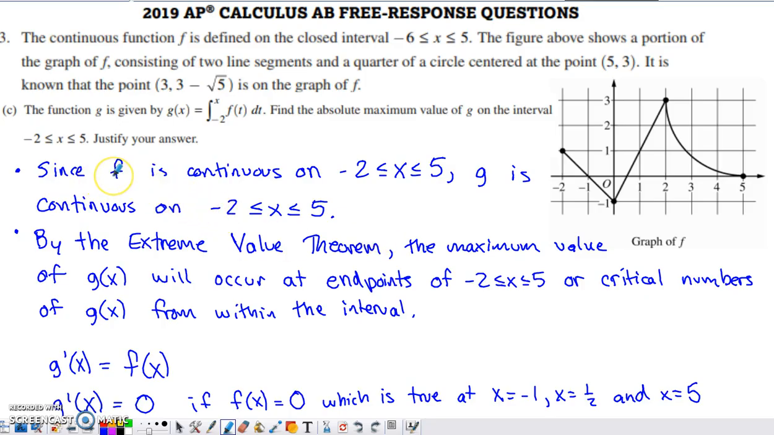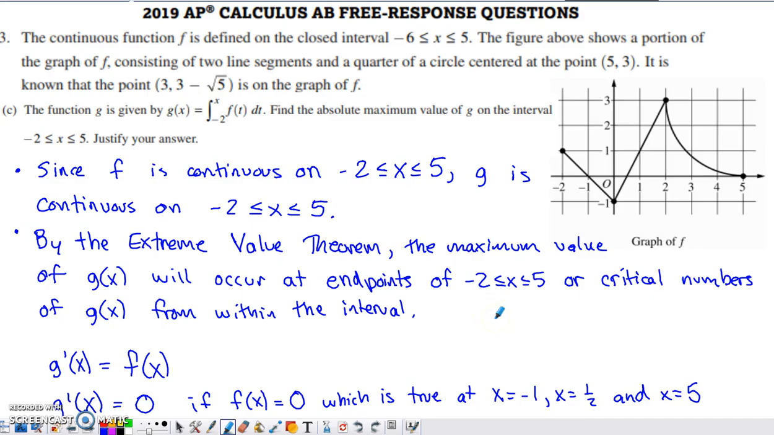So I'm saying because g is dependent on f, and f is continuous, g is also going to be continuous on the interval from -2 to 5. The extreme value theorem is saying that as long as you're considering a continuous function, which g is, and you're considering it on a closed interval, which we are, -2 to 5, including both endpoints, you're guaranteed to get both a maximum and a minimum. We have our sights set on the maximum here in Part C.